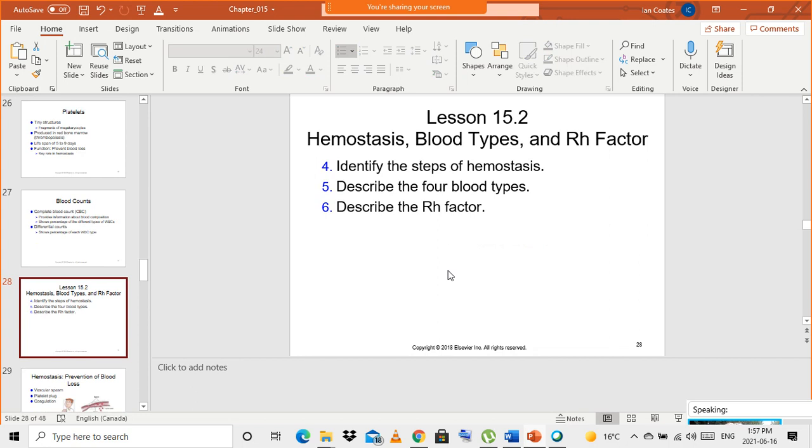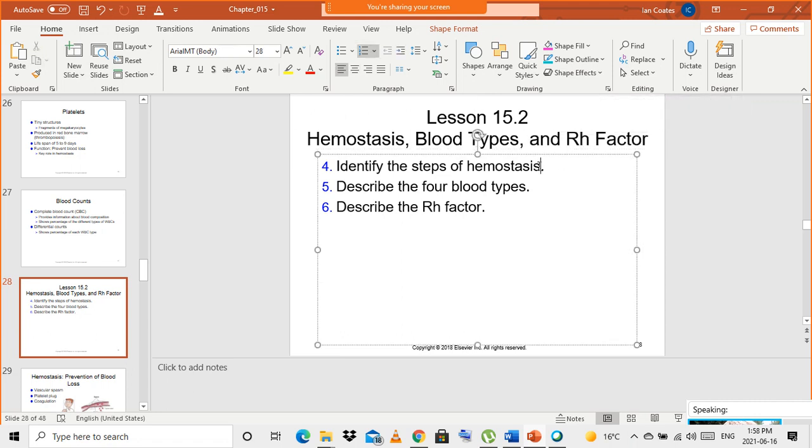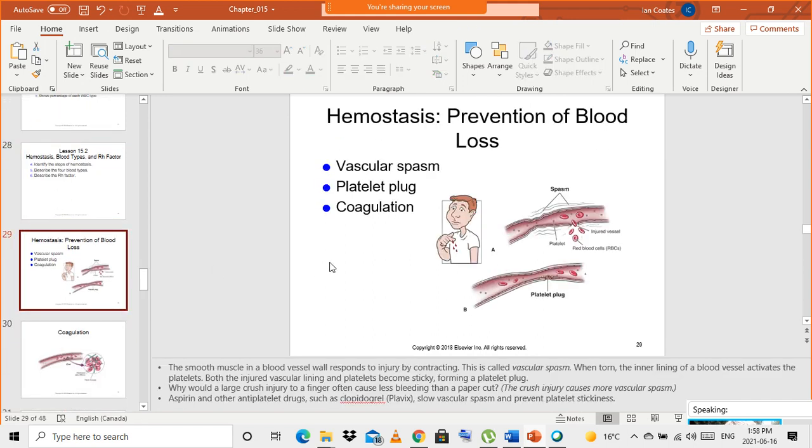Okay. The next part, we're going to talk about hemostasis, blood types, and RH factor. With RH factor, we're dealing with moms and the unborn child. Anyone who's had a child, guaranteed that you were tested, especially with your first child, for your RH factor. Okay? We'll get into that. Hemostasis is the prevention of blood loss. So, there are 3 things that happen.